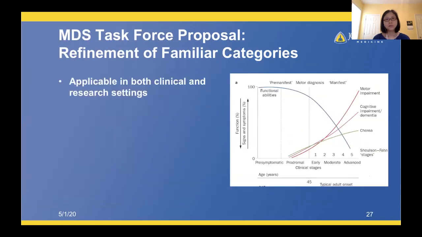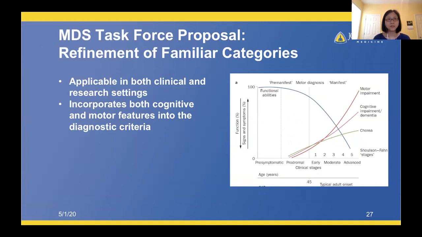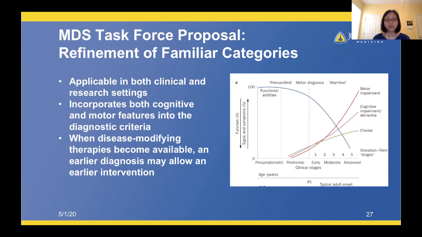So some of the goals that this proposal is trying to address: one is we want to make the criteria applicable in both clinical and research settings. And importantly, we want to incorporate both cognitive and motor features into the diagnostic criteria. So again, for example, someone in the prodromal phase can be diagnosed when they have some motor symptoms or some motor changes along with either unchanged or mild or significant cognitive change, so that when disease-modifying therapies do become available, an earlier diagnosis may allow for an earlier intervention.